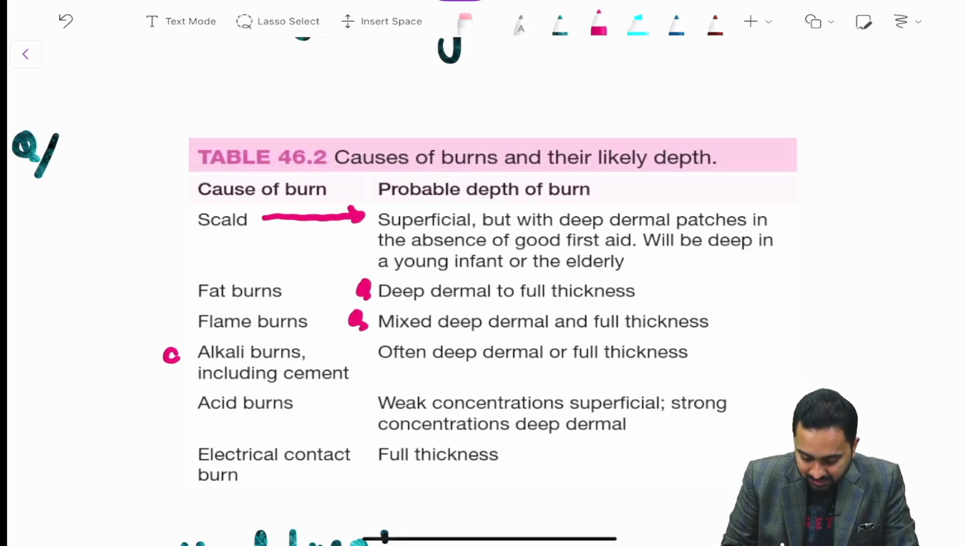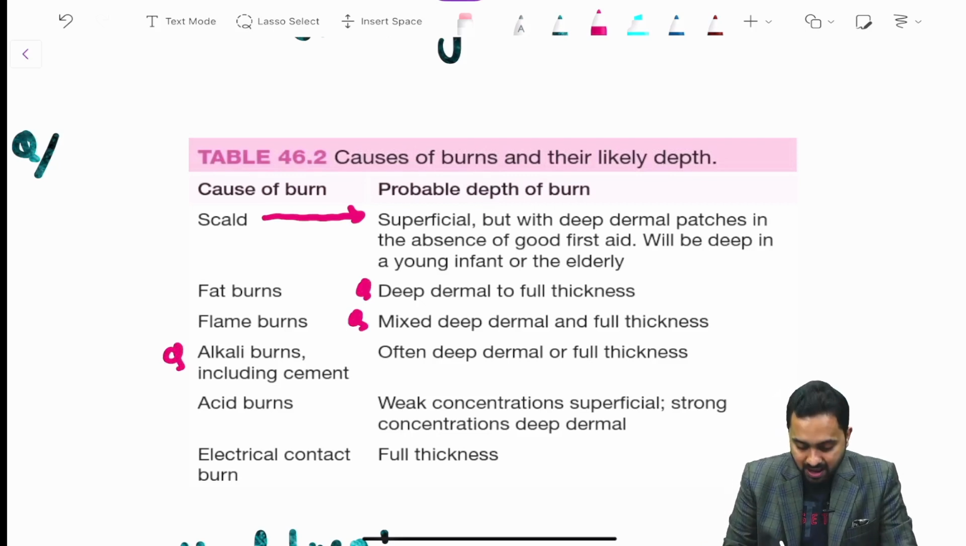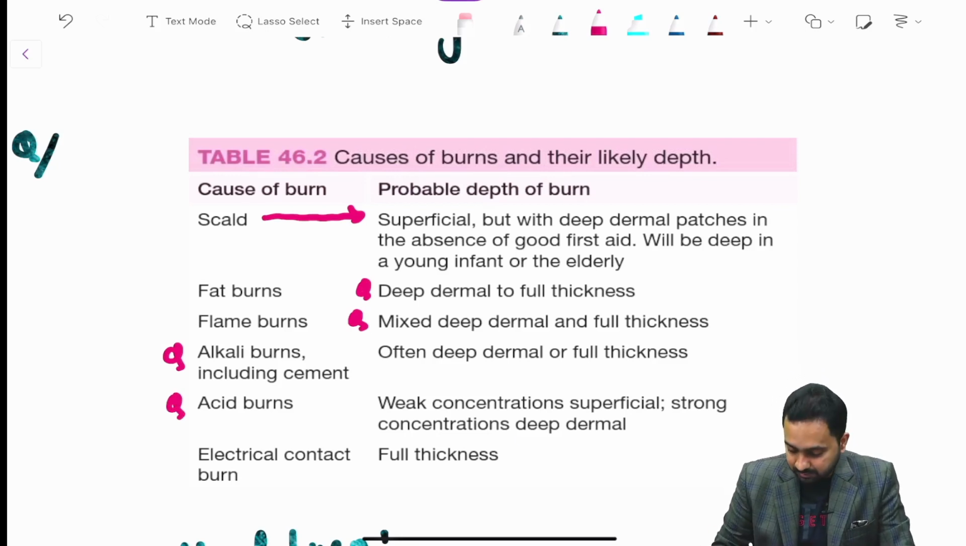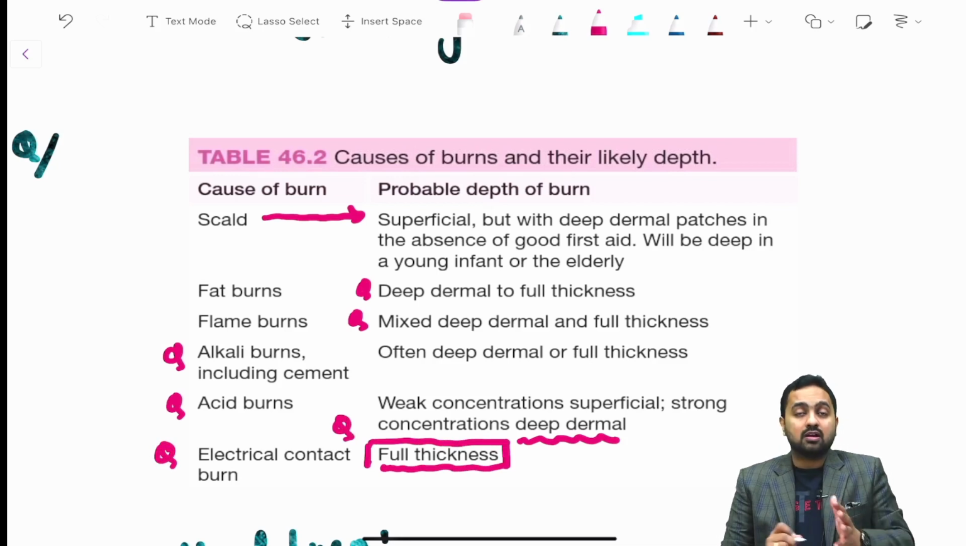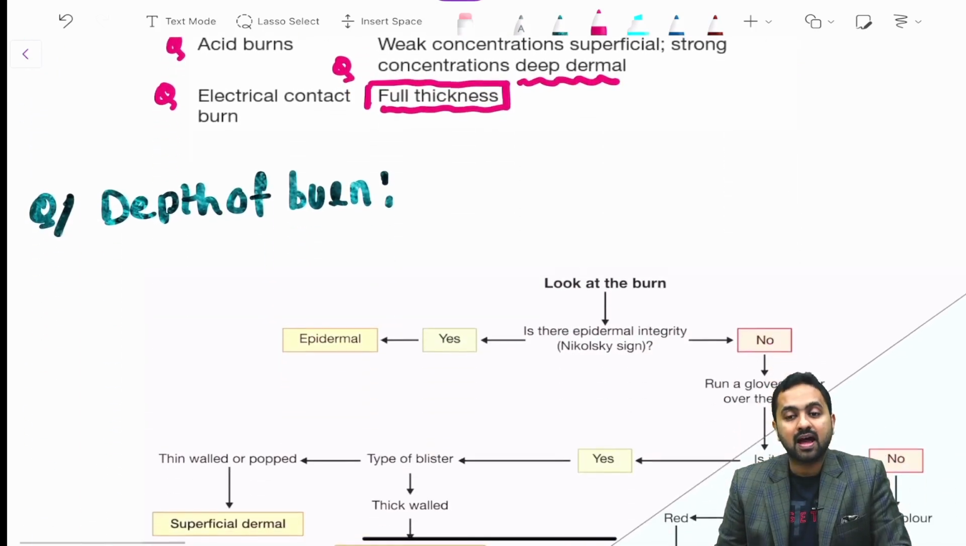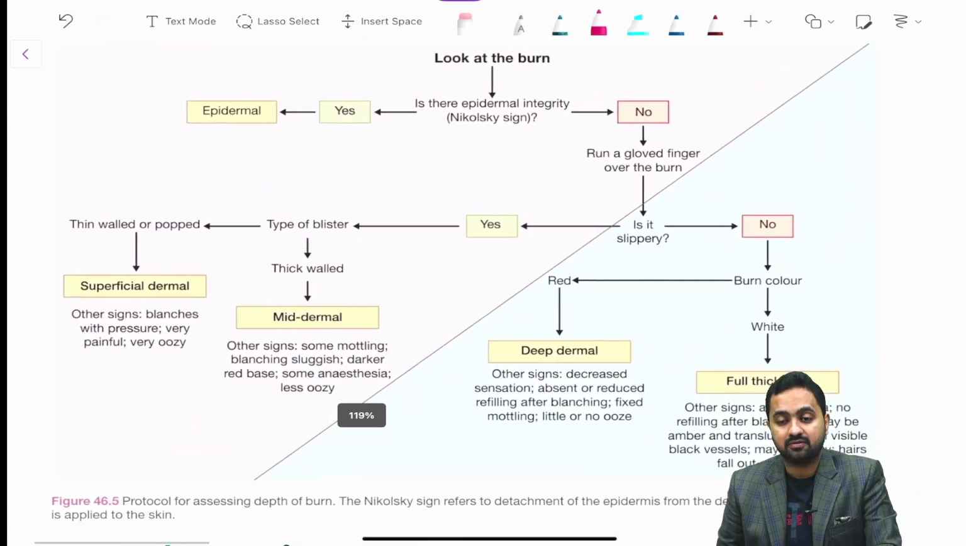Then you have alkali burns, including cement, which are usually deep dermal or full thickness. Acid burns, weak concentrations are usually superficial, whereas strong concentrations are deep dermal burns. And electrical contact burns are full thickness burns. So on estimating, if you are given the cause of burn, it will help you to understand the probable depth of burn. Now regarding the various depths of burn, we have this new diagram that is included in the recent edition of Bailey and Love.